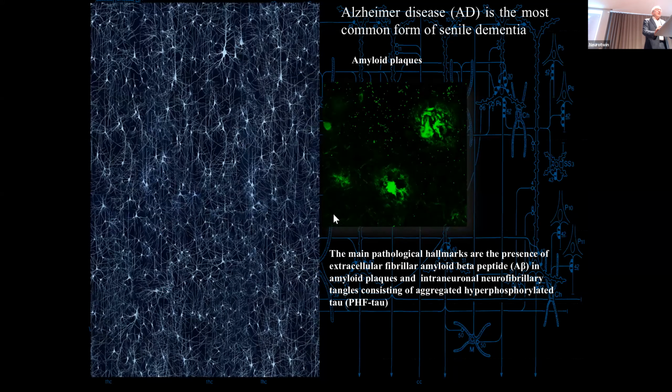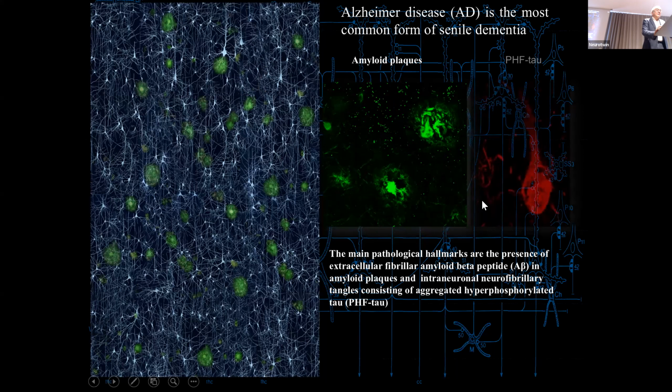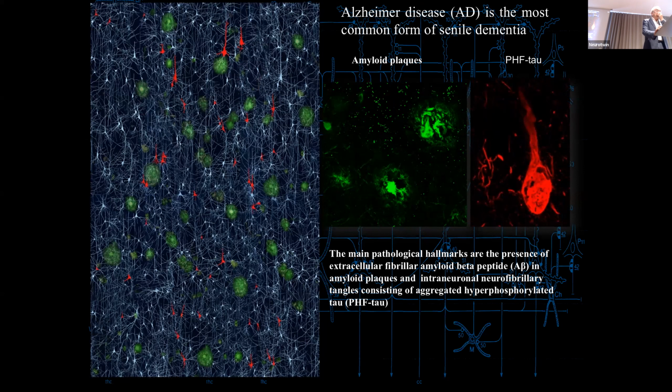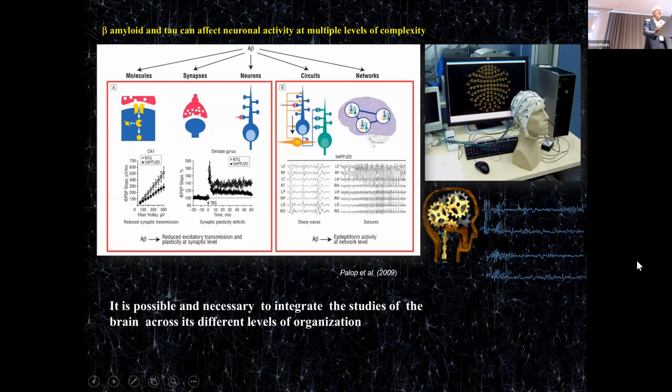So now talking about Alzheimer, Alzheimer's disease is the most common form of senile dementia, and the main pathological hallmarks are the presence of extracellular beta amyloid that is deposited in the brain, that you can see here, and the other is the neurofibrillary tangles inside the neurons. So you can visualize here the neurons where this tau pathology is progressively happening in the interior.